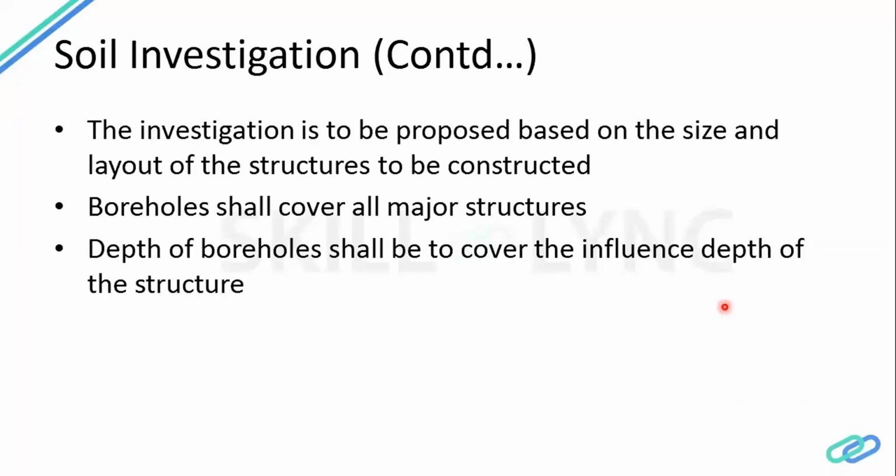If it's a high-rise building, then for locations where it requires piles, we may require a deep borehole. Or if it's just a small, light-loaded structure, then we will have a lesser borehole depth. So depending on the size of the structure and the layout, we have to position the boreholes. And the depth of boreholes shall be such that it covers the influence depth of the structure.